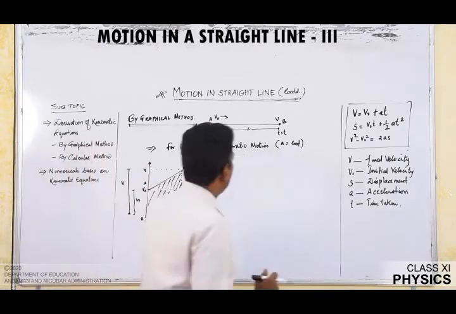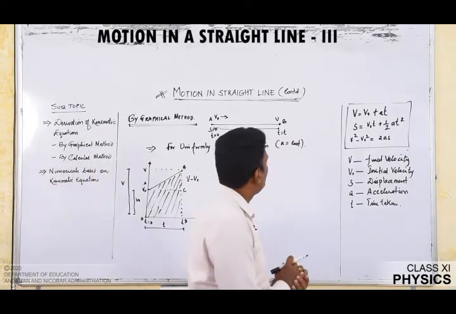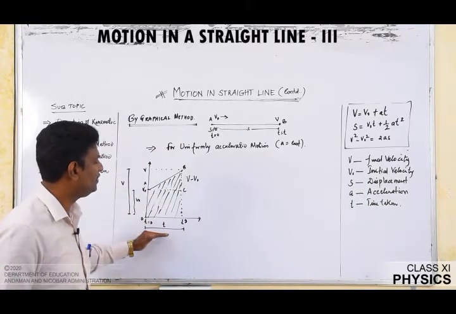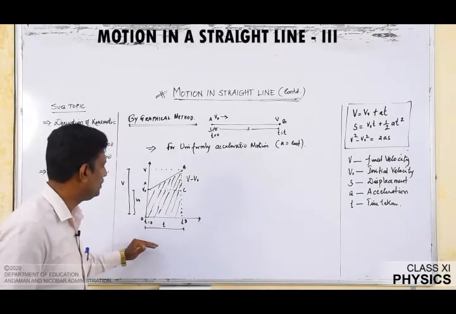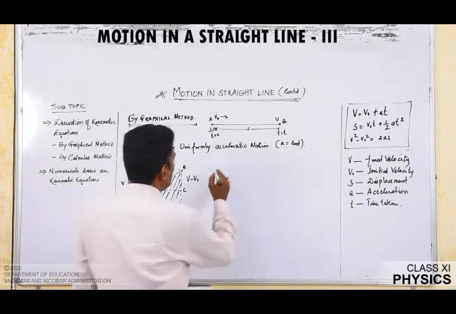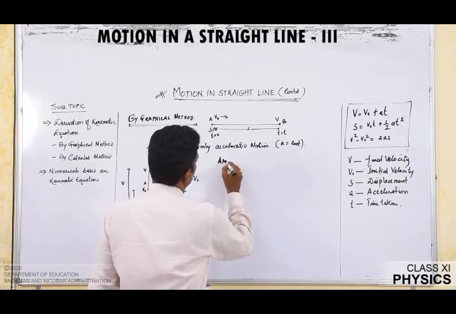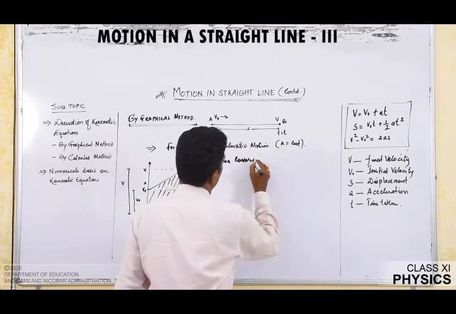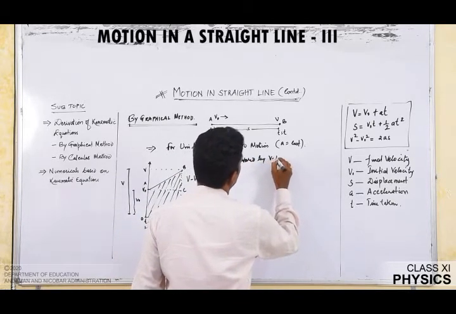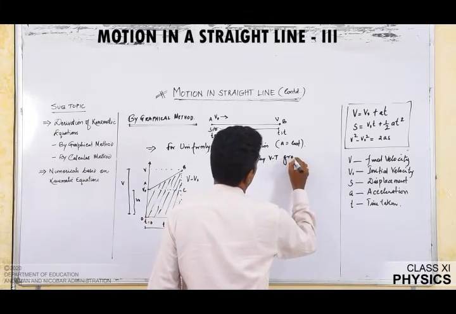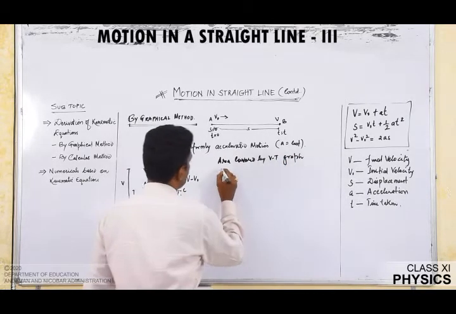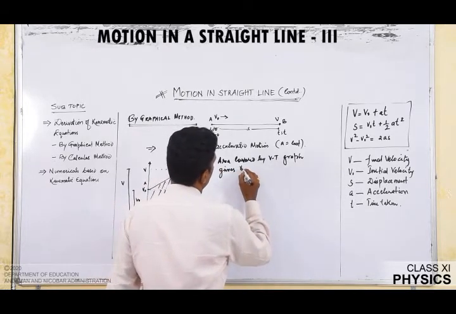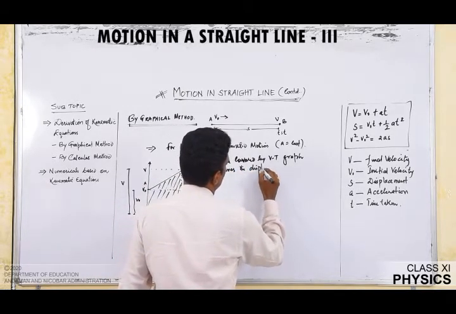Okay. In the last class we have discussed that displacement is nothing but the area covered by the VT graph. So, we can write area covered by VT graph gives the displacement.